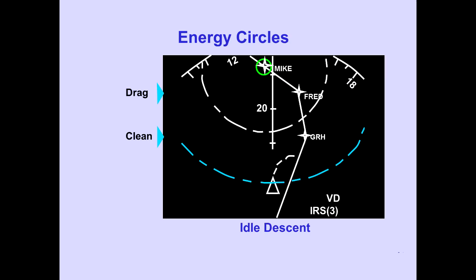Energy management circles display drag and clean idle descent ranges. The clean range is in blue, and the speed brake range is in white. These are covered in VNAV.